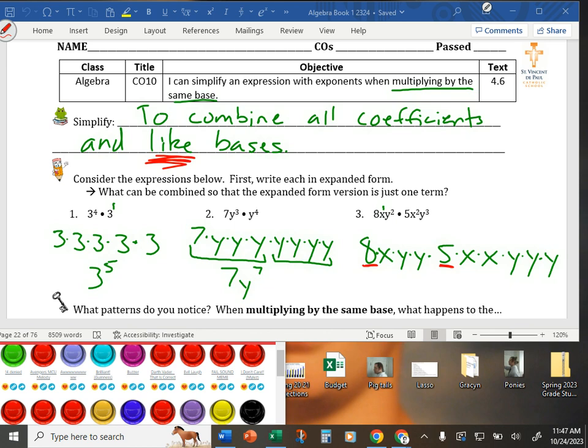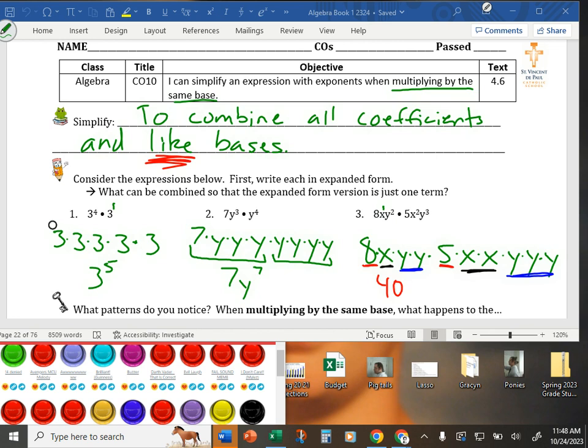Okay? And remember, with multiplication, you can multiply things in any order. So even though the 8 and the 5 aren't right next to each other, we can still combine them to get 40. Okay? And then we look for our like bases. We actually have 2 sets of like bases here. We have x's and we have some y's.